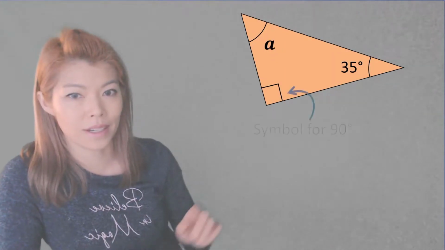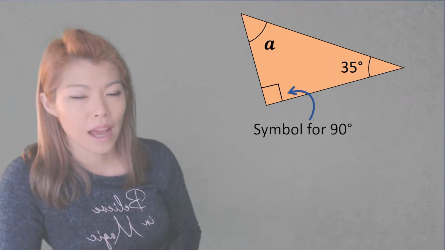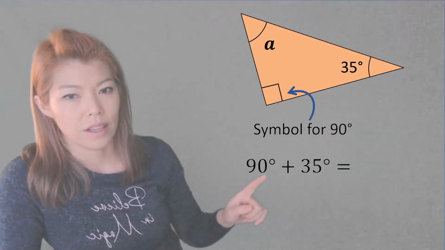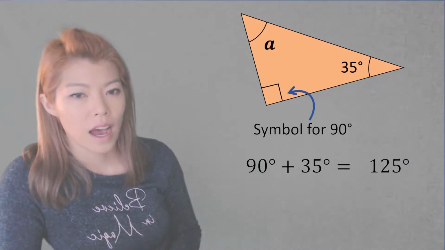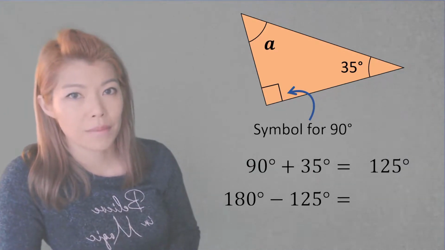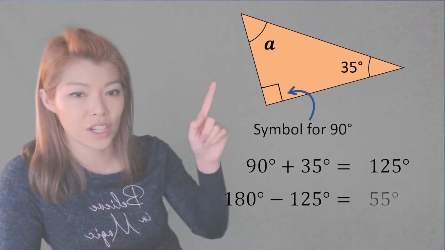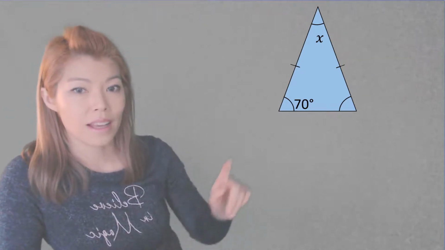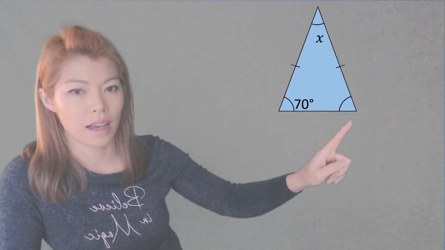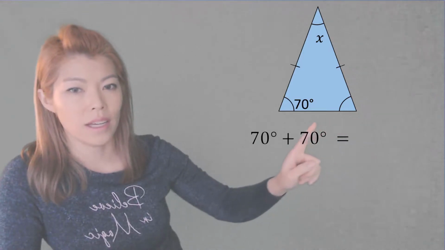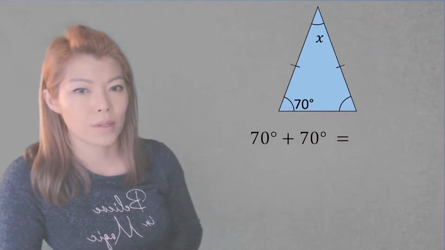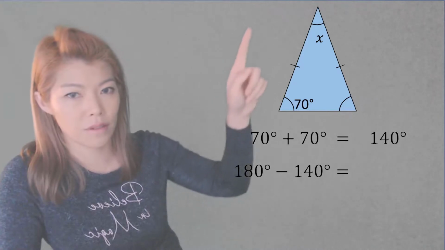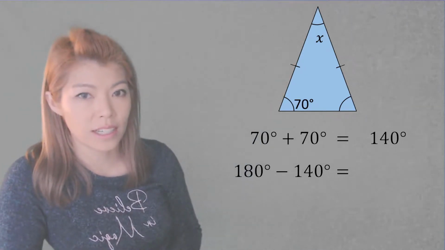What about this one? Now we have a right angle. So here we have 90 plus 35 plus a equals 180 degrees. So 90 plus 35 is 125. 180 minus 125 gives us a, which is 55 degrees. Here we have an isosceles triangle. So these two sides are the same, and so therefore this is 70 as well. So in other words, these two angles add up to be 140. So what do we have left over? 180 minus 140 is going to give us x, which is 40 degrees.